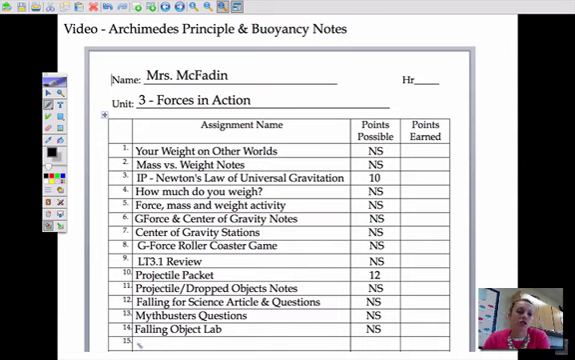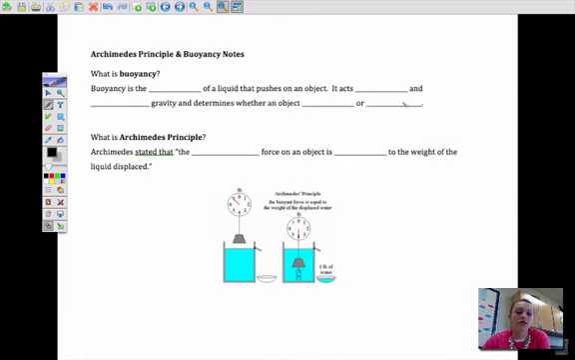The first thing I need you to do is to get out your unit organizer, and in slot 15 we're going to write Archimedes and buoyancy notes, and it is worth no score. On this note sheet, we're going to make sure we write a 15 in the upper right hand corner.